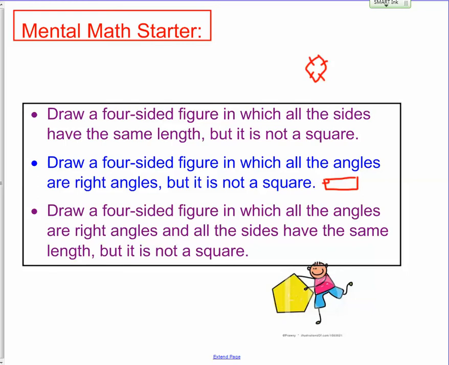A four-sided figure in which all the angles are right angles and all the sides have the same length but is not a square. And you guys struggled with that one until finally someone said, it's impossible. And the reason why it's impossible is if you have four right angles and the sides are the same length, that is a square. It must be a square. So there's nothing else you can draw that matches those without it being a square.